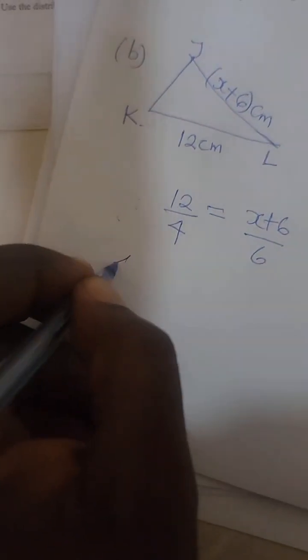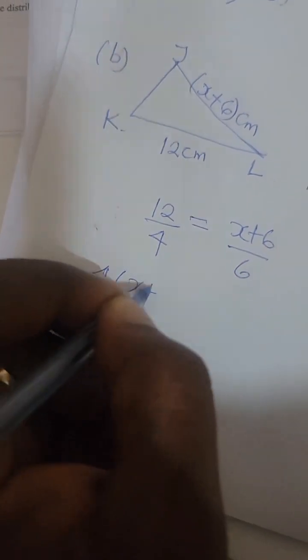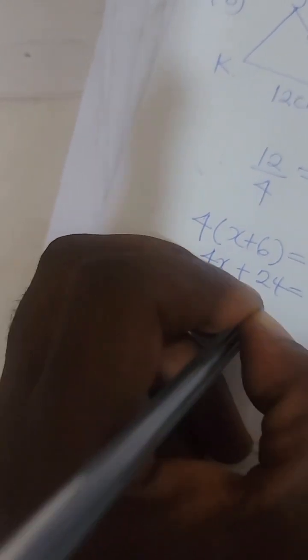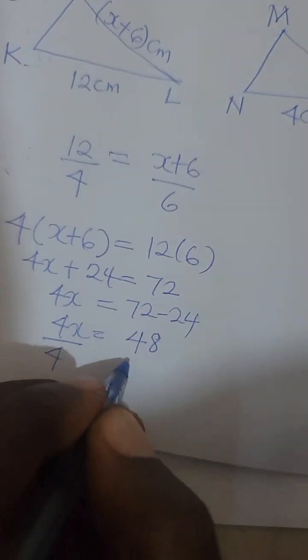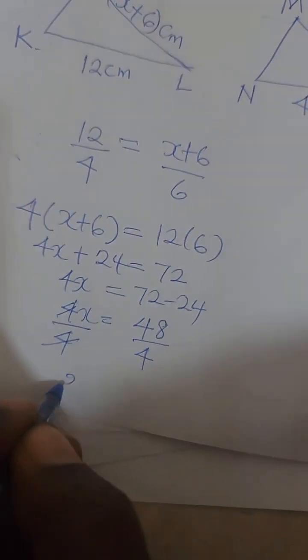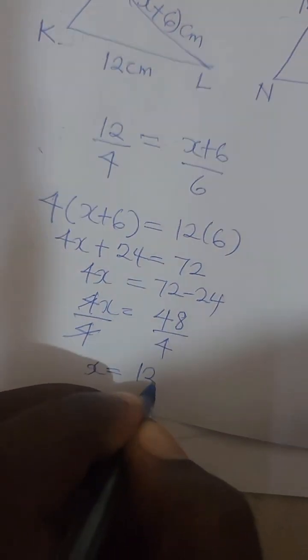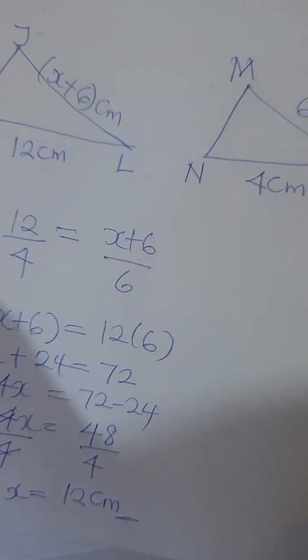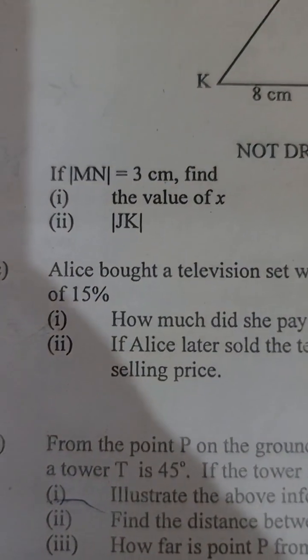So cross multiply again. 4 times (X plus 6), and then 12 times 6. So that's 4x plus 4 times 6, which is 24, and that's equal to 72. 4x is 72 minus 24. 4x is 48. Divide through by 4. X is equal to 12 centimeters. That's answer BI. We have found the value of X.